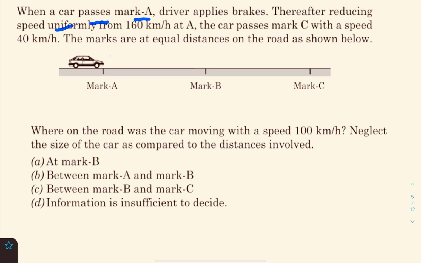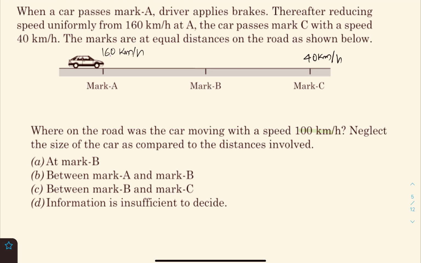When a car passes mark A, the driver applies brakes, thereafter reducing speed uniformly from 160 km per hour at A to 40 km per hour at C. The marks are at equal distances on the road as shown below. Where on the road was the car moving with a speed of 100 km per hour? Neglect the size of the car as compared to the distances involved. We have to treat the car like a point mass.